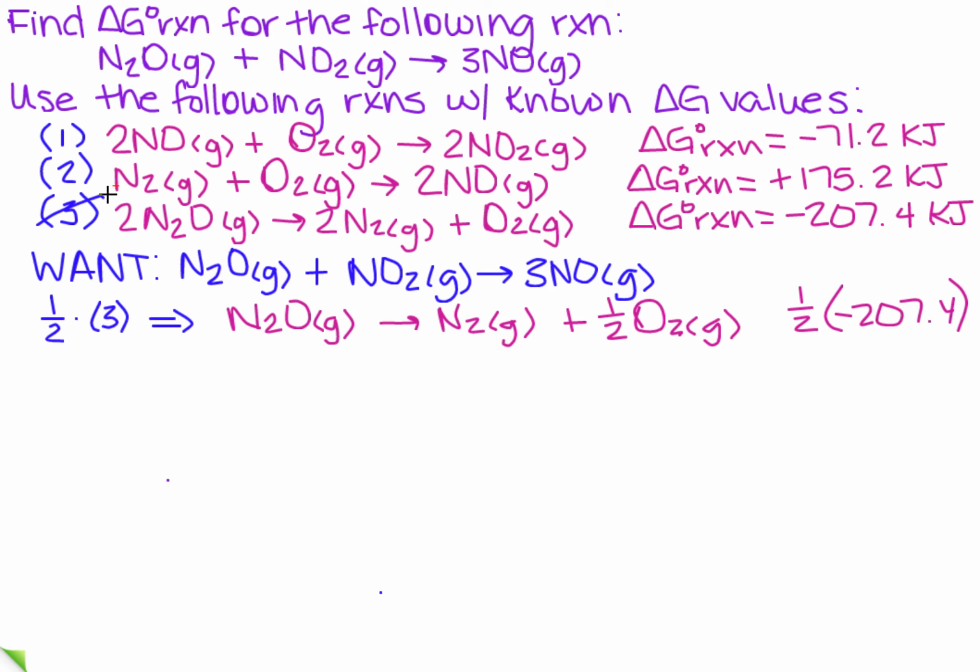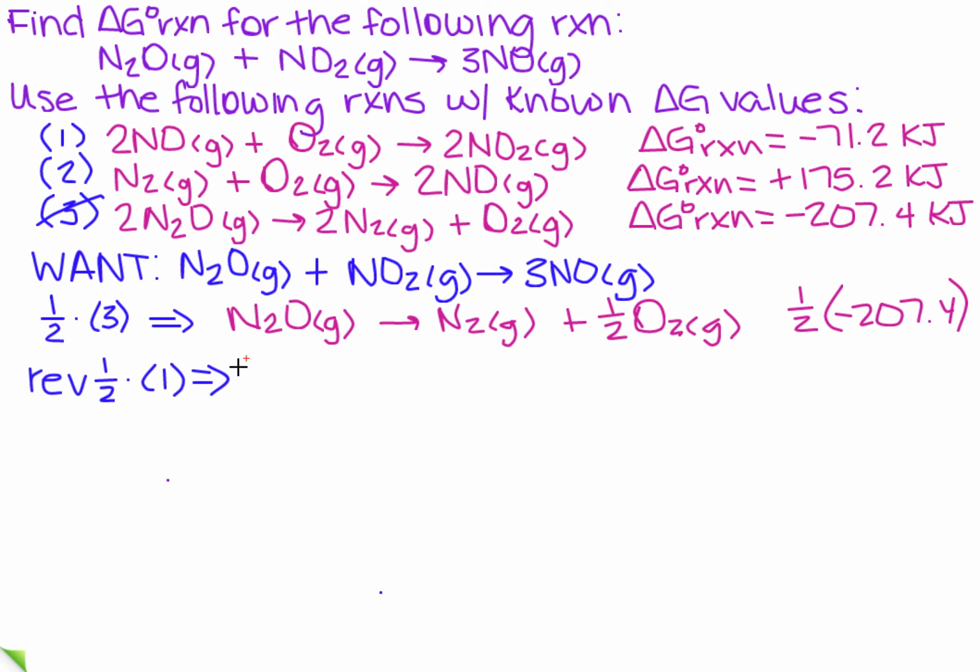Now, the next thing I see is I need an NO2. Well, the only one that has an NO2 is number 1, but, oh man, it's on the wrong side. So remember, I can reverse the equation to get it on the correct side, and I need to have a coefficient of 1, so I'm going to multiply by 1/2 for number 1. I'm reversing it and multiplying by 1/2 at the same time.